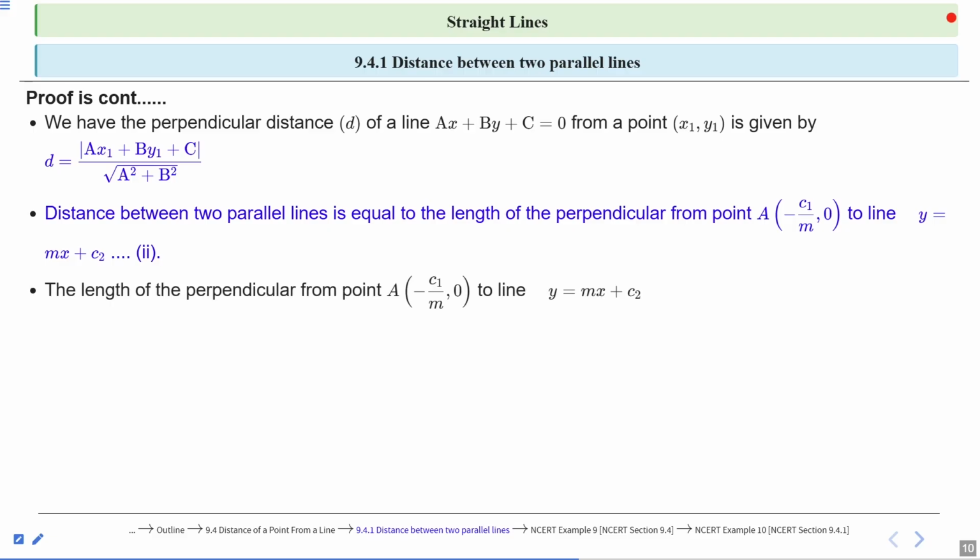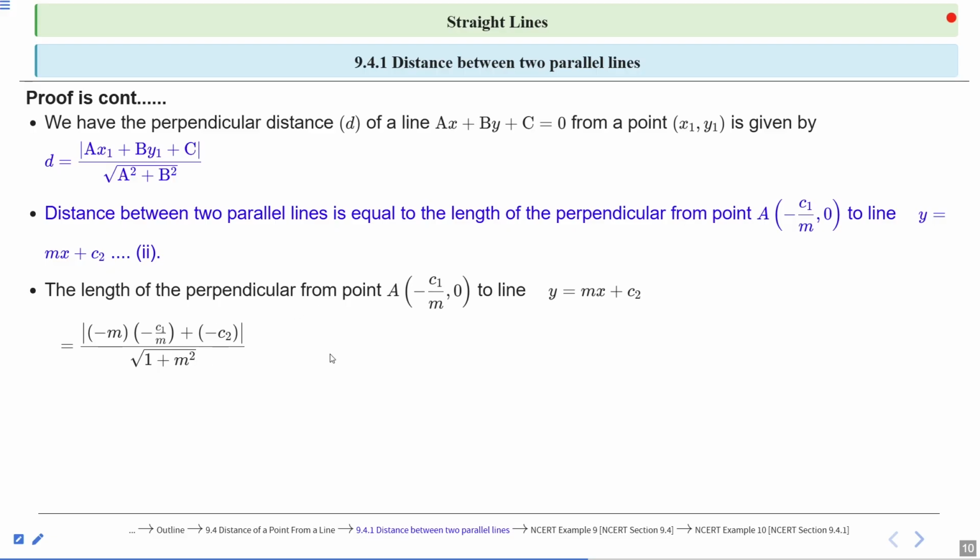So what is the length of the perpendicular from point A (minus c1 over m, 0) to the line y equal to mx plus c2? It is basically modulus of minus m times minus c1 over m plus minus c2, divided over square root of 1 plus m square.